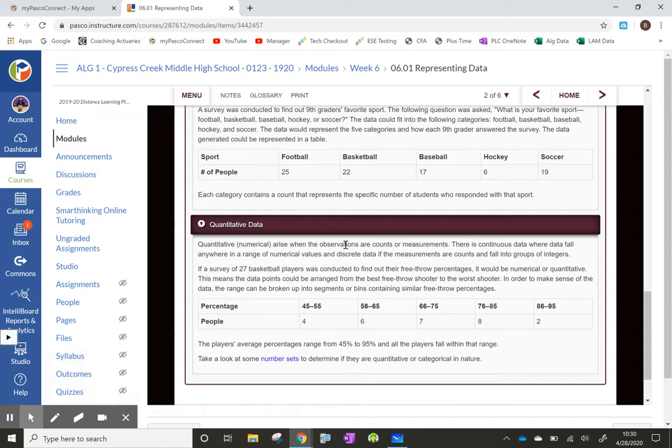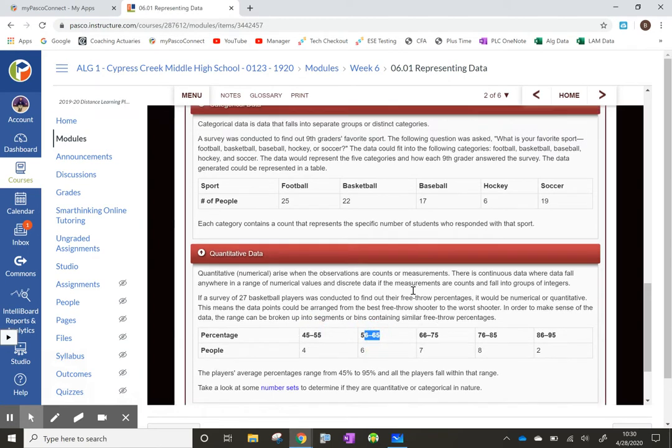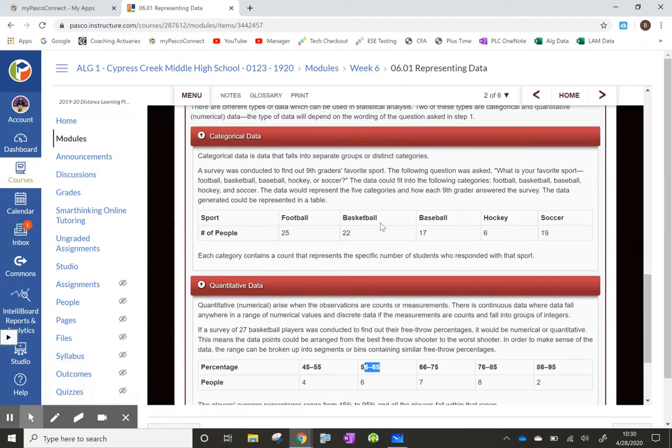So, for example, this one says free throw percentage. So 45 to 55%, 56 to 65%, right? So that's more quantitative. Now, what's going to come up later in the section is bar graphs and histograms, and we're going to come back to this type of data. Bar graphs will use categorical data, and histograms will use quantitative data.